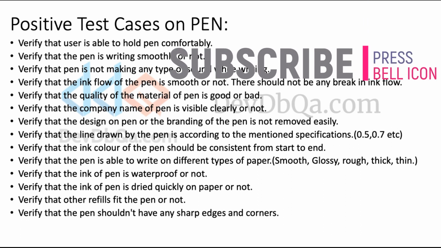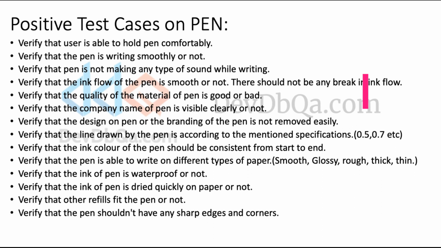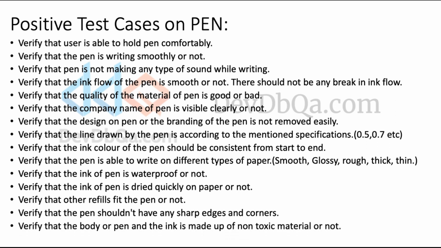Next, verify that the pen should not have any sharp edges or corners. So the pen should not have any sharp edge or corners on its body. Next and last of positive test cases, verify that the body of pen and the ink is made up of non-toxic material only. So toxic material should not be used in the making of pen or the ink of the pen. So these are the positive test cases of the pen.